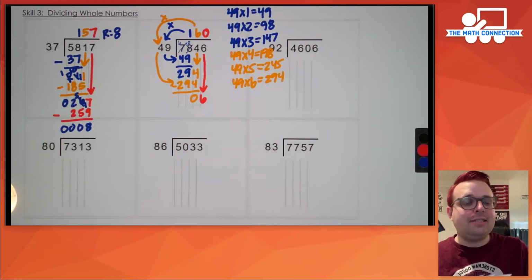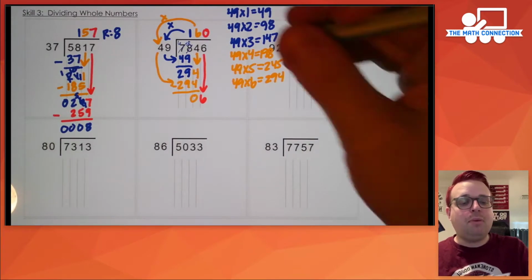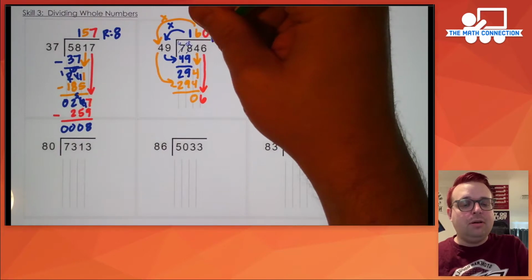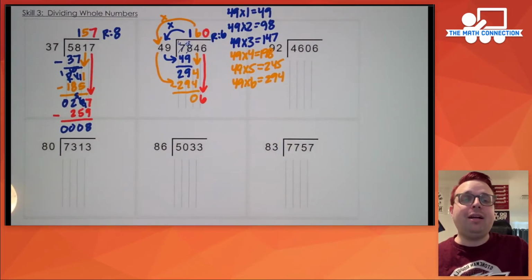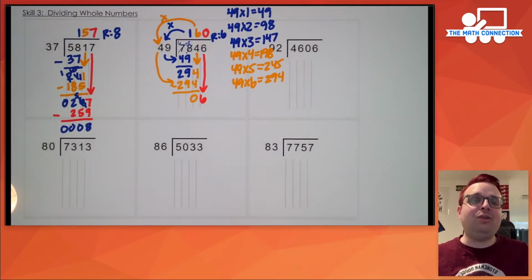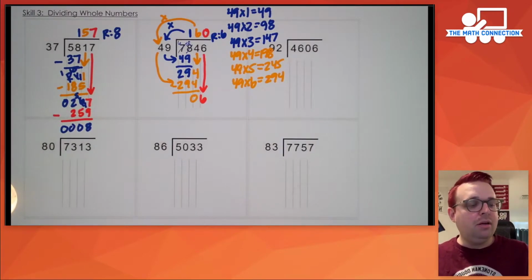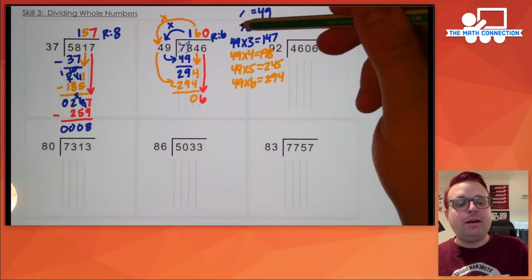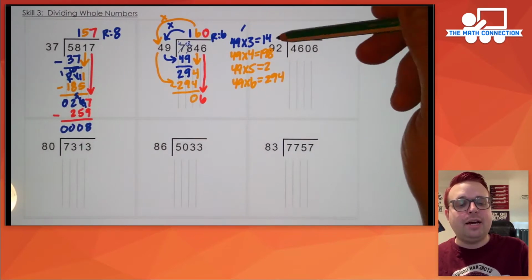Now there are 6 partials left, so this is going to be a remainder of 6. 49 times 160 is going to give you 7,840 with 6 left over. That needs to get you to 7,846. Okay. I need to make some room here, so I'm going to erase my 49 times tables.